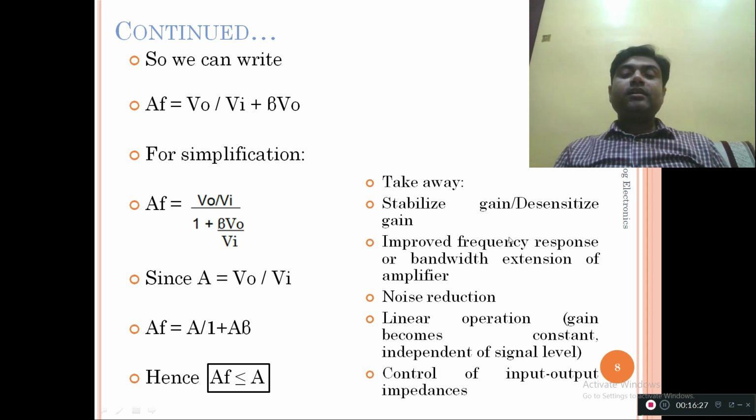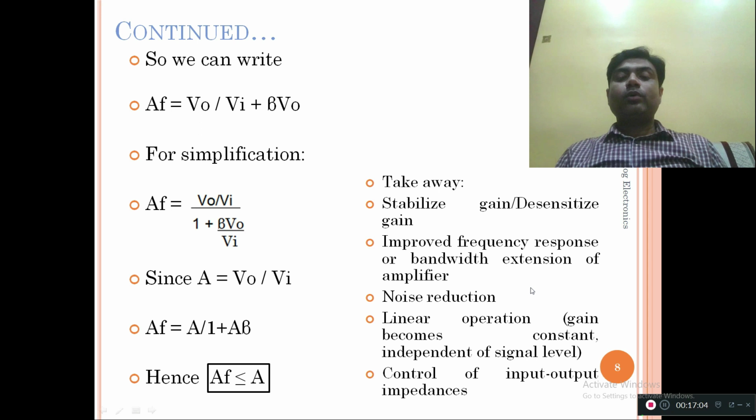It also improves the frequency response, or provides extension of the bandwidth, because there is a very important terminology, the gain bandwidth product. For any amplifier, this gain bandwidth product must be a constant value. So if negative feedback reduces the gain, then to maintain that constant value the bandwidth must be on the higher side. So the outcome is that the frequency response will be improved if we are using negative feedback.